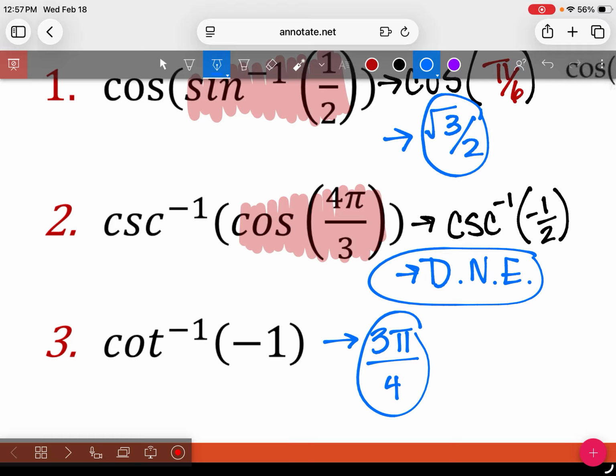All right, who got at least 2 of those correct? Who got all 3 right? Okay. If you got 0 out of 3, be worried. Be worried. Because we got a test in a couple of days.